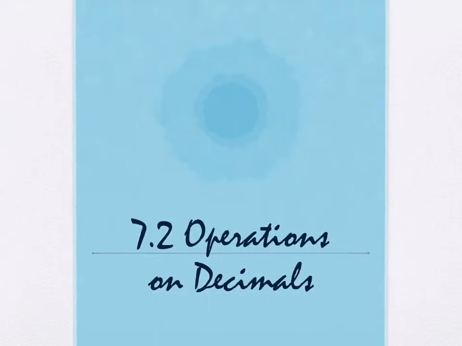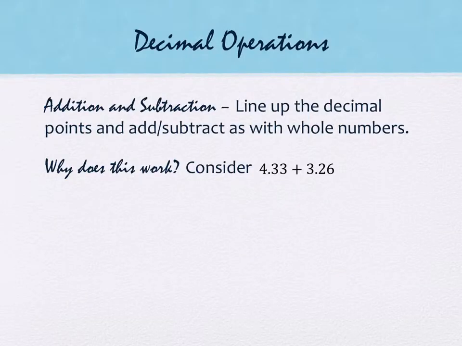Section 7.2 is operations on decimals. The first operation that we're going to take a look at is actually two operations in one: addition and subtraction. The basic idea of how addition and subtraction works is that we line up the decimal points and then we add or subtract the very same way as we would with whole numbers.